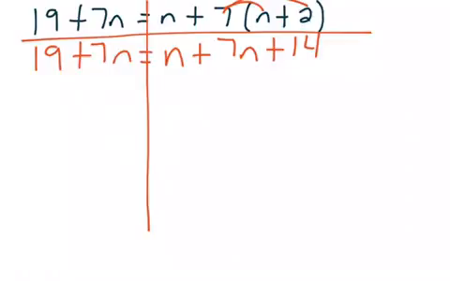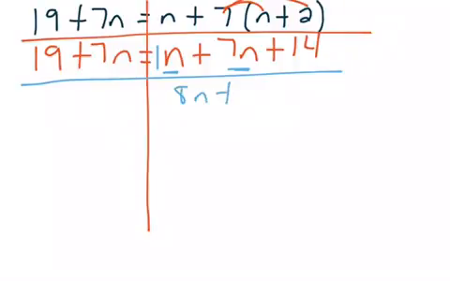Now I'd see that I have an n right here and an n right here on the same side. So I'd use the commutative property to combine like terms. 1n plus 7n would give me 8n, and then I'd drop everything else.